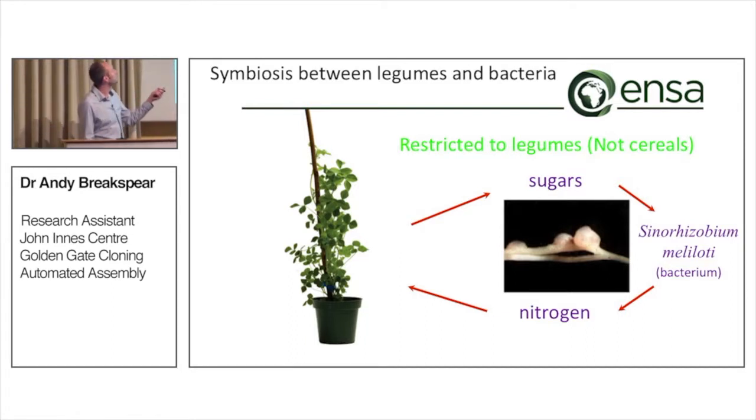But unfortunately, it's restricted mainly to legumes. So cereal crops like rice, wheat, maize, etc., they can't do this. To grow a cereal, if you want to get the best possible yield, then you need to apply fertilizer to grow your cereal crops. Fertilizer is environmentally damaging, and to many smallholder African farmers, it's simply unaffordable.